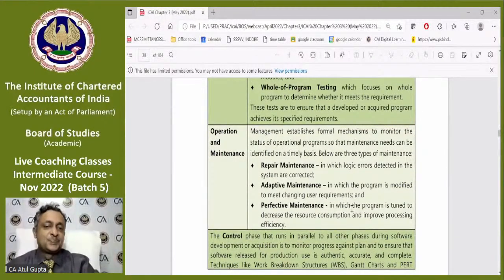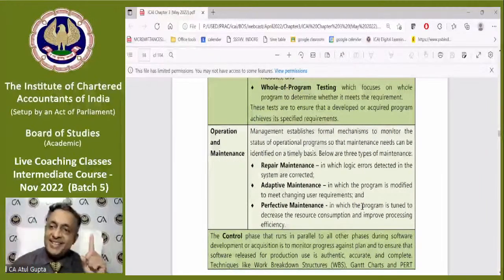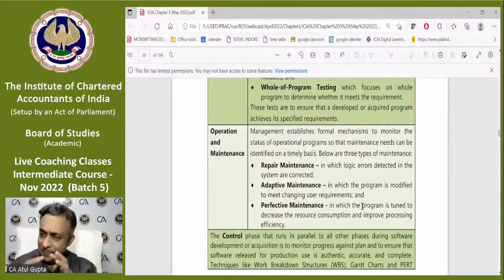Okay. So I have a question. Of these 3, repair, adaptive, and perfective, there is one maintenance that may classify.